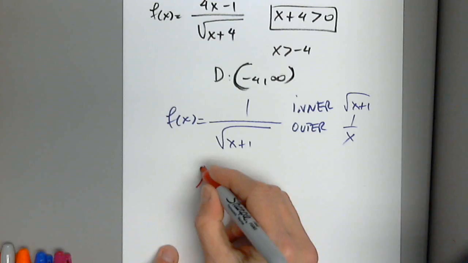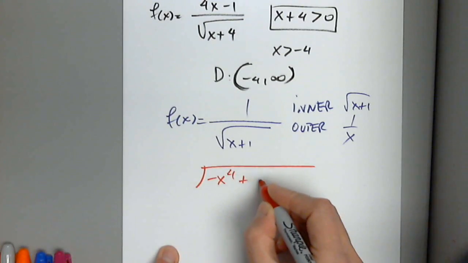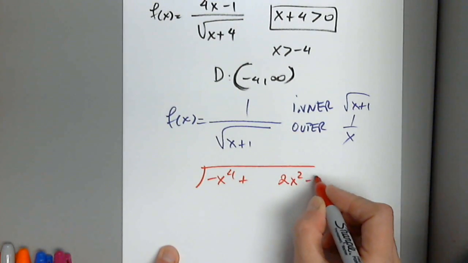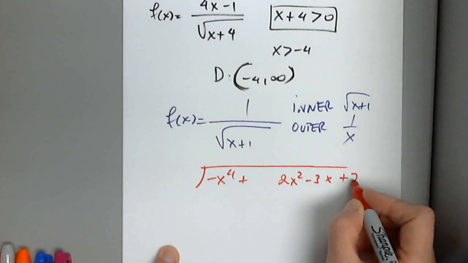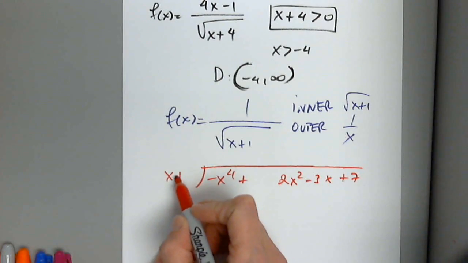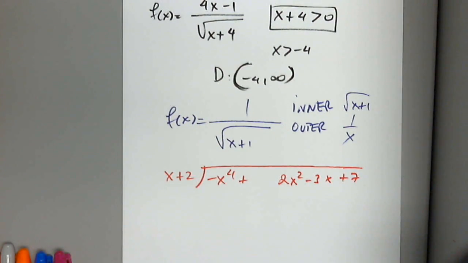Okay. So let's say negative x to the fourth plus 2x squared minus 3x plus 7, and we want to divide by x plus 2. They are in descending order. There is a missing term. The missing term has degree 3, and it's missing, so I have to leave some room there.